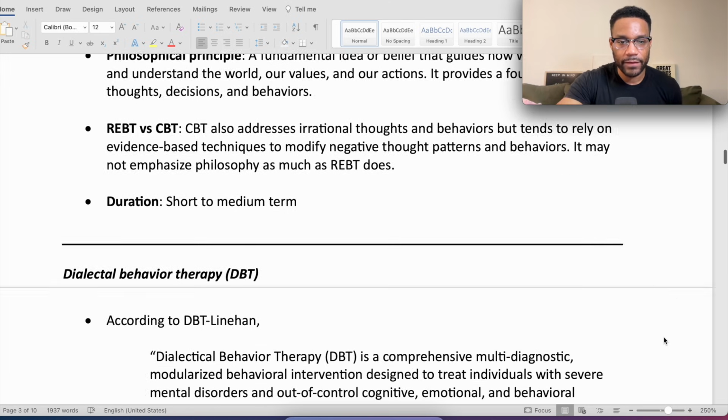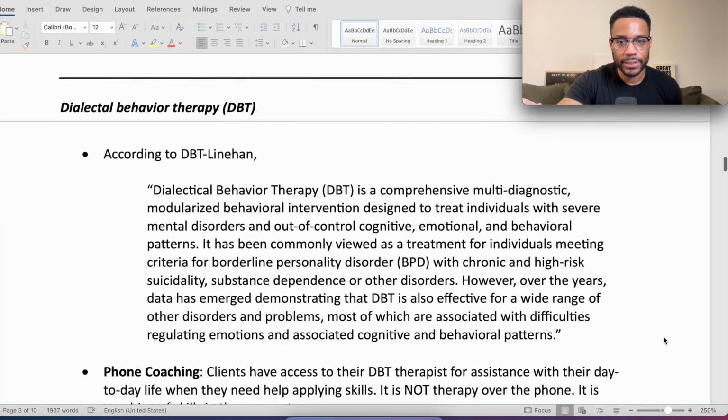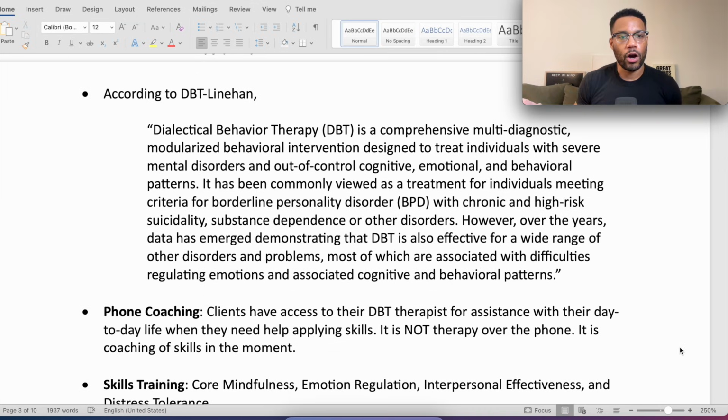Next up, we have Dialectical Behavioral Therapy or DBT. According to Linehan, Dialectical Behavioral Therapy or DBT is a comprehensive, multi-diagnostic, modularized behavioral intervention designed to treat individuals with severe mental disorders and out of control cognitive, emotional, and behavioral patterns. It has been commonly viewed as a treatment for individuals meeting criteria for borderline personality disorder or BPD with chronic and high risk suicidality, substance dependence, or other disorders.